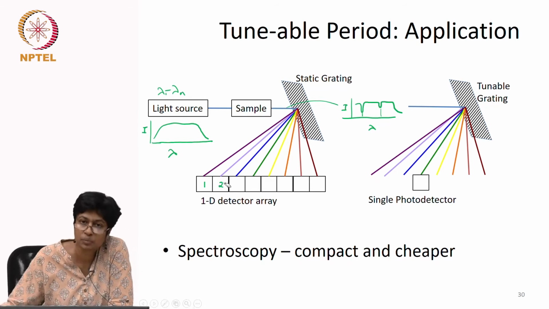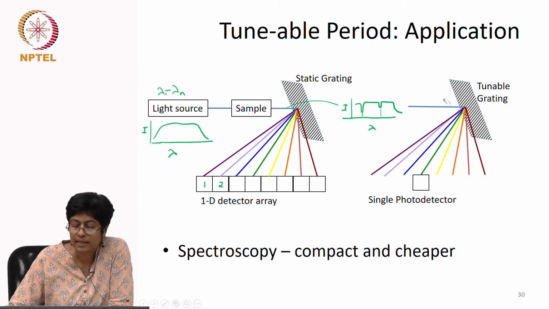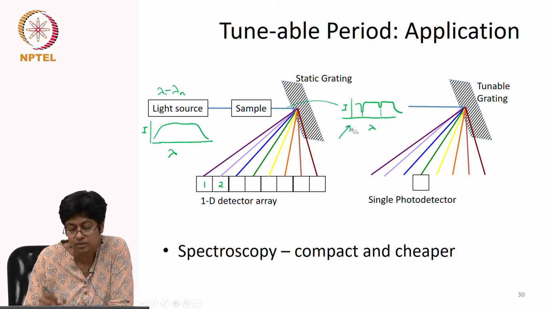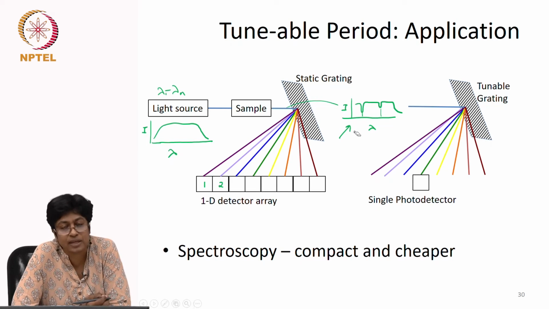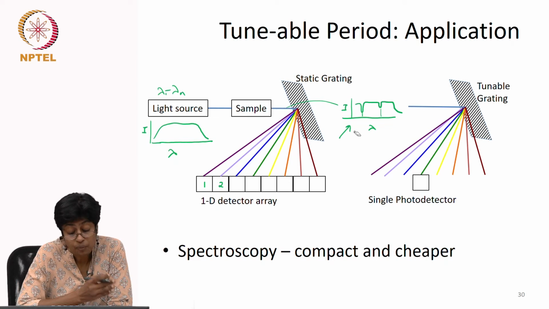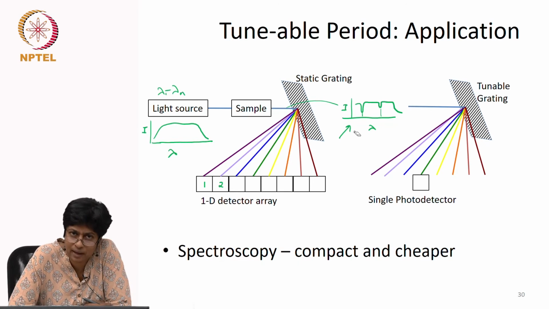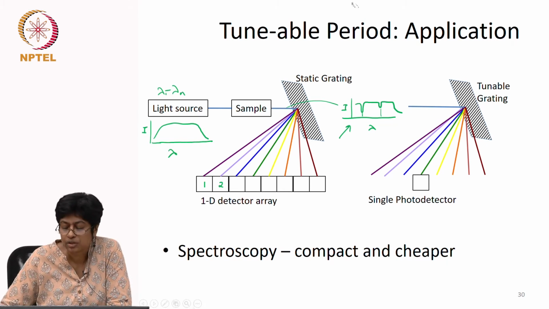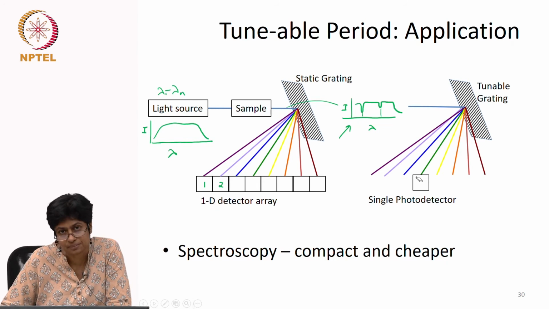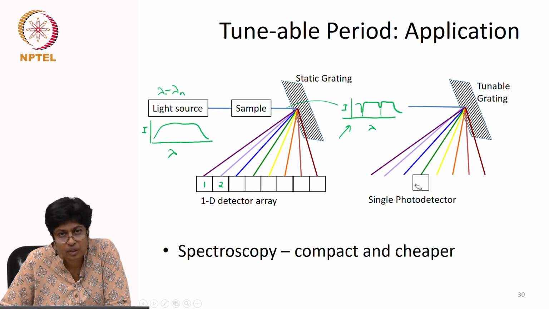Pixel 2, another wavelength is present, I know the intensity of that wavelength, and from this array, I can then draw a graph like this or arrive at a graph like this. This means I must have a one-dimensional detector which is an array of pixels, and that's quite expensive to have. Instead, could I not use a single photodetector? The problem is, how do I know which wavelength is falling on it?